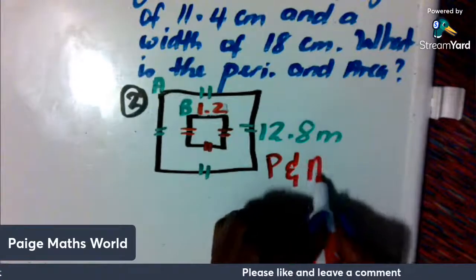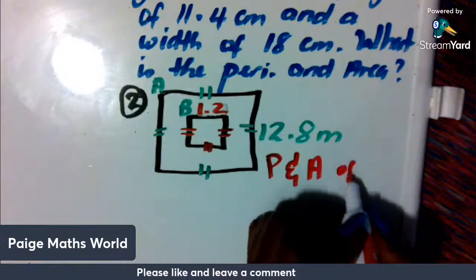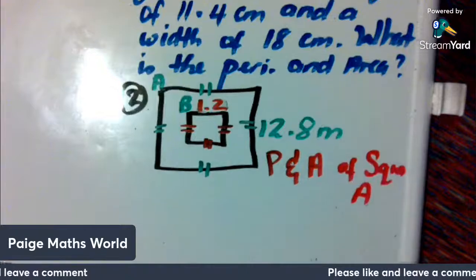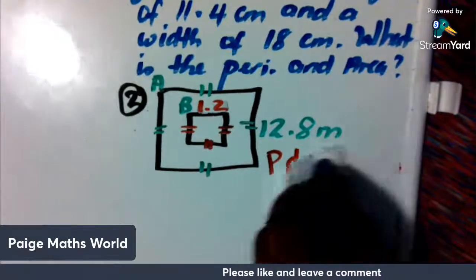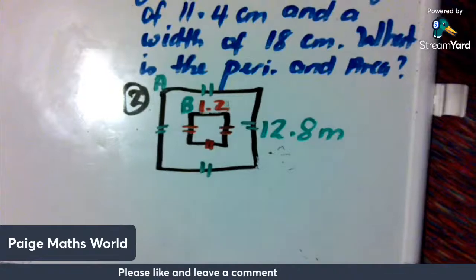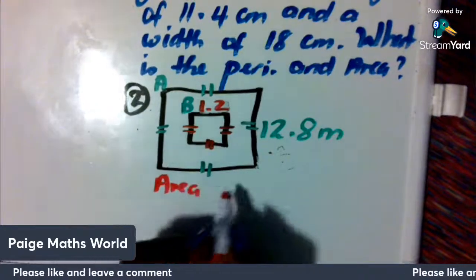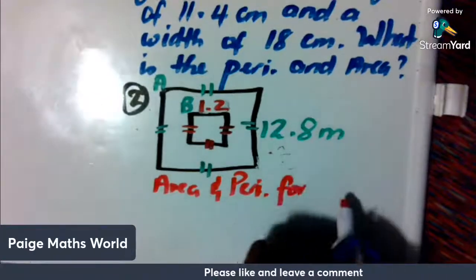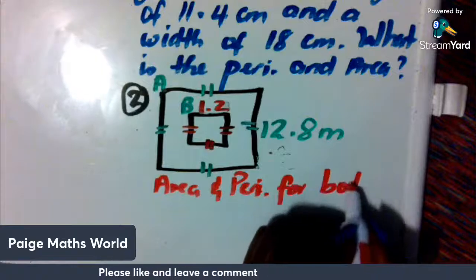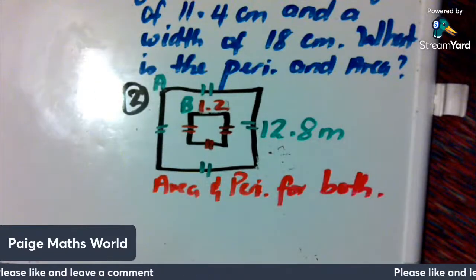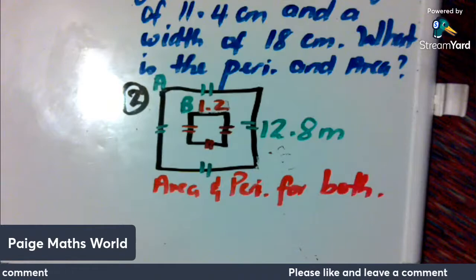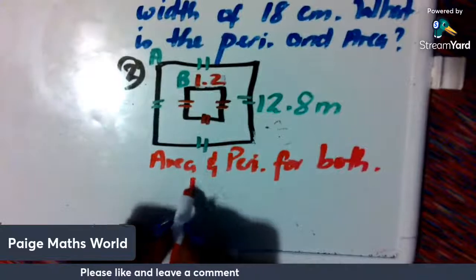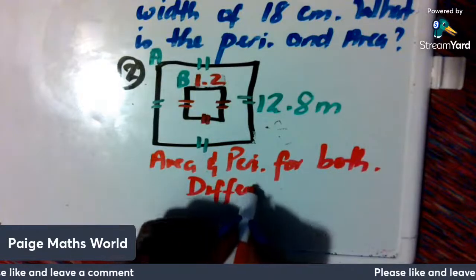All right, so you're going to find the perimeter and the area of square A. So you're going to find the area and perimeter of both. Let me just write that here. Area and perimeter for both. All right, so you're going to find the area and the perimeter of both of these squares. And then you're going to give me the difference. Ooh, you think I'm not going to throw these in? You're going to give me the difference between both of them.